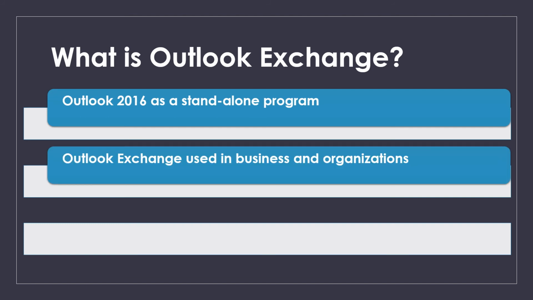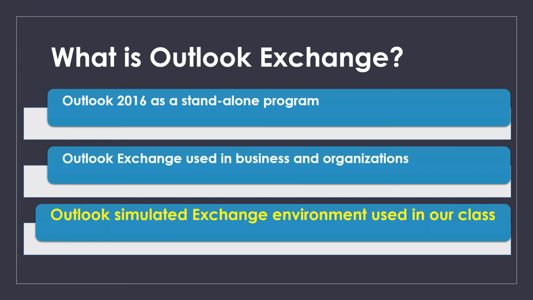The Exchange structure allows for increased functionality and features for users. Most importantly, it provides a global address list, the GAL, that enables each user within the Exchange network to see all other users. The list is literally a list of all users within that domain. So all of that information culminates into what we will be using for our class. Our simulated Outlook 2016 Exchange environment will allow you to communicate with your peers and with me using Outlook software.